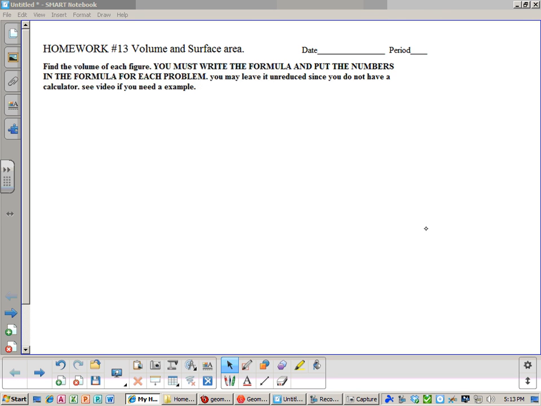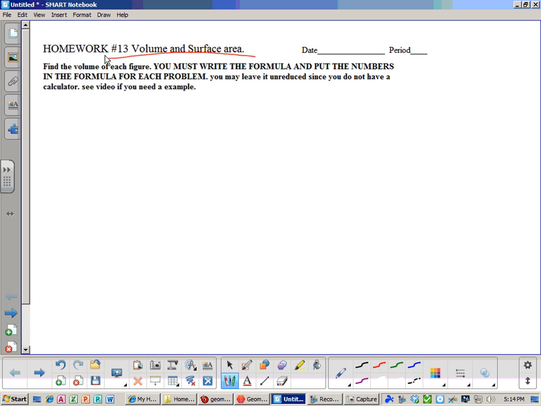This is a video over homework number 13, volume and surface area. Find the volume of each figure. Very good. By the way, I want you on every single problem to make sure you're writing down the formula and putting the numbers in the formula for every single problem. However, you may leave it unreduced, right? Since you do not have to, since you don't have a calculator, right?